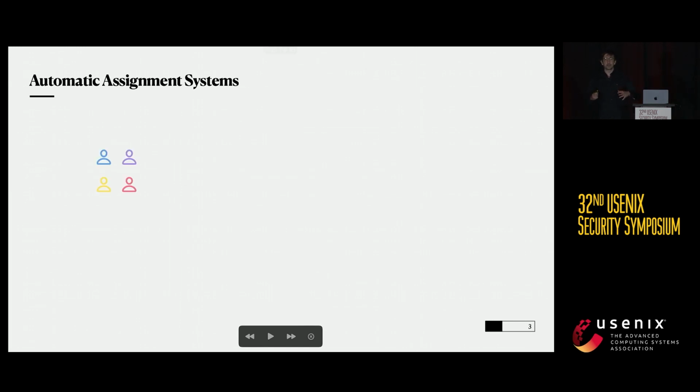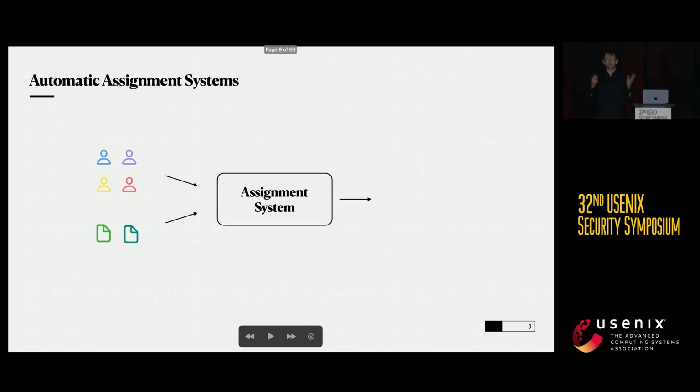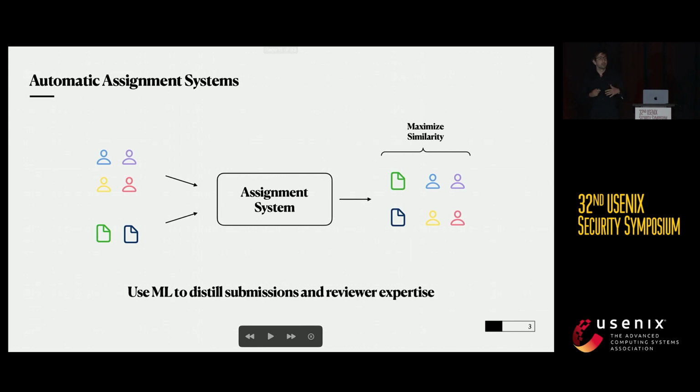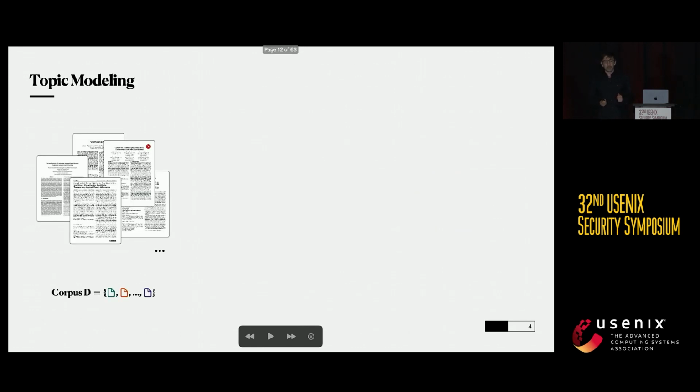In a nutshell, you have some reviewers, you have some papers, you just feed them to an assignment system, and at the end you get an assignment. The paper is reviewed by the best matching reviewers. And of course, machine learning is used to do this assignment. Now, topic modeling is the key to this paper reviewer assignment. Let's go into some details of this process.